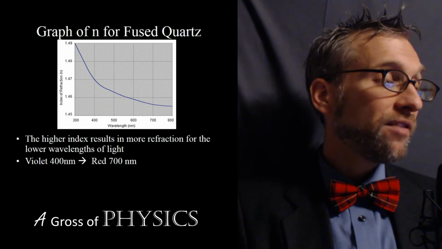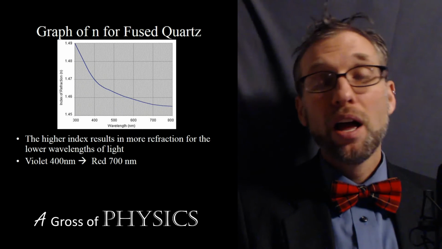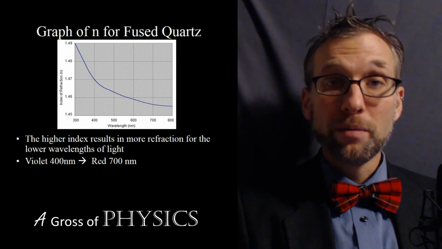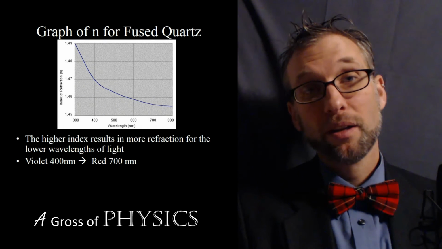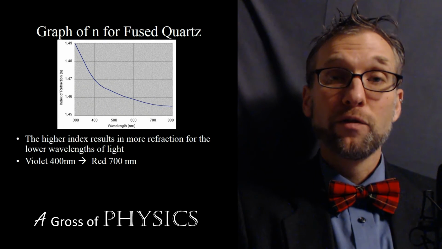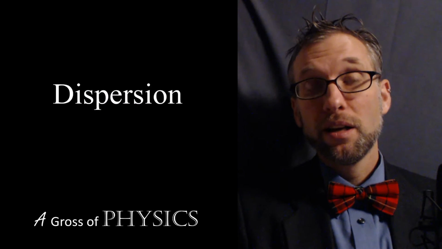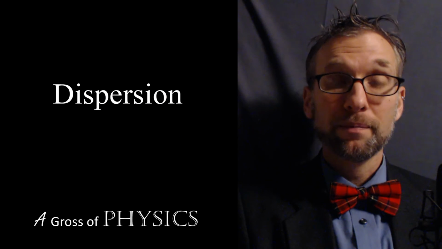So the fact that we have dispersion is why we have rainbows and why we're able to take light and break it into its component colors. So right now, that's it for today. A very short lesson, but dispersion is why rainbows work.